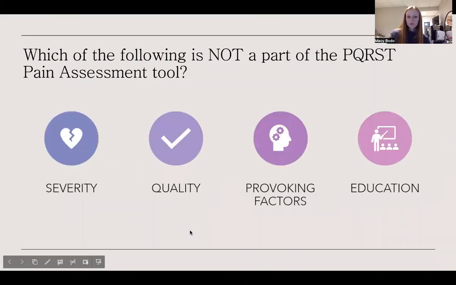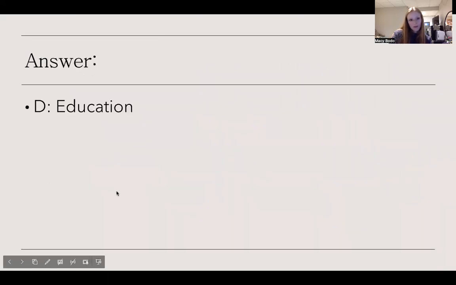So, first question here, which of the following is not a part of the pain assessment tool? Severity, quality, provoking factors, or education? The answer here is education. Although educating your patient about their pain and pain management techniques is important, it is not a part of the assessment scale.